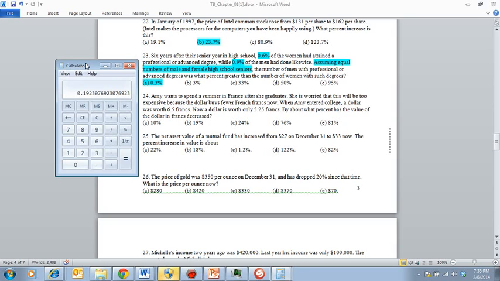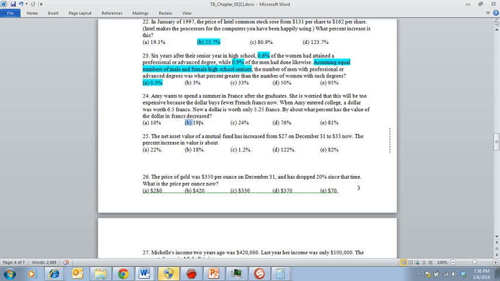Okay, and then to find the percentage, of course, you need to multiply that by 100, and it's going to be 19.2%, so approximately 19% right here, B.